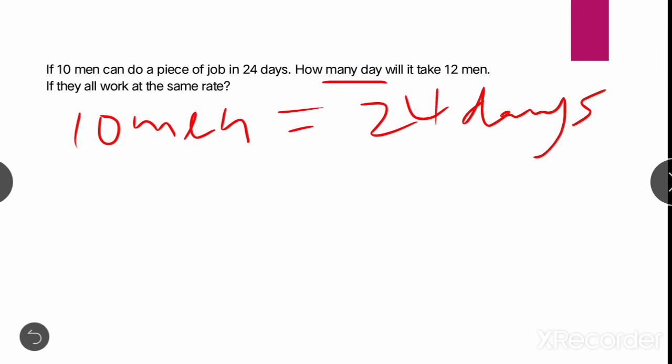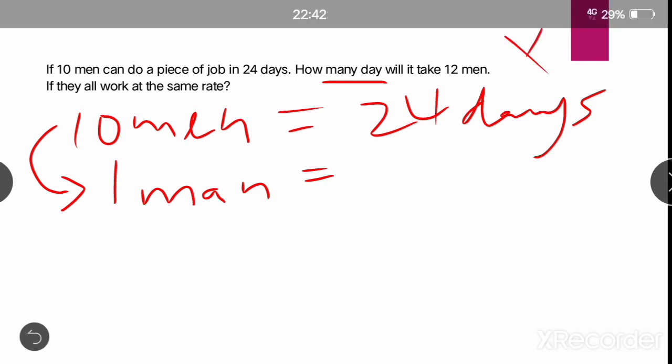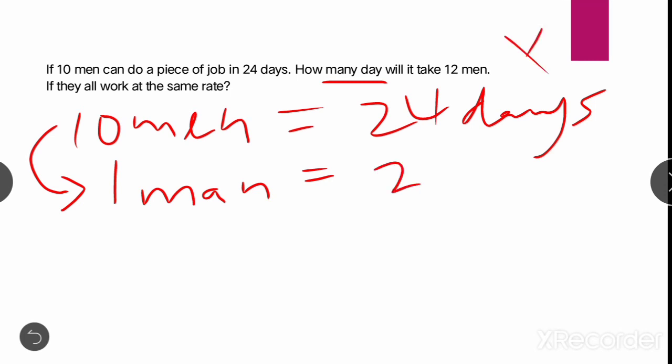Now when the number of men is reduced from 10 to 1 man, when the left hand side decreases, the right hand side must surely increase because it's inverse. So when this one pushes down, this pushes up, so this one increases. So we have what? Increase means we multiply, so we have 24 times 10 days. That's the number of days.